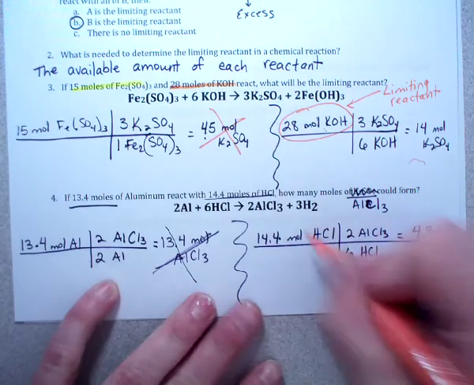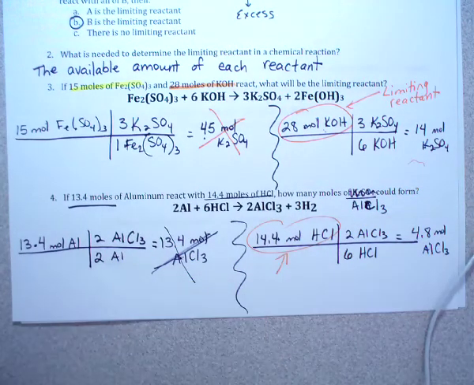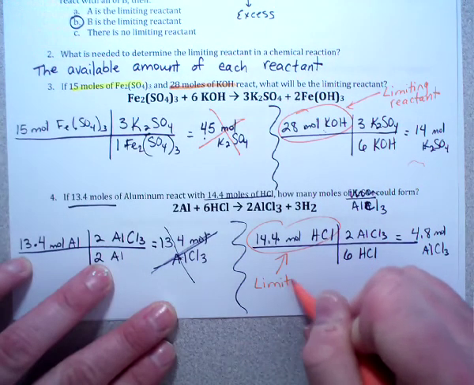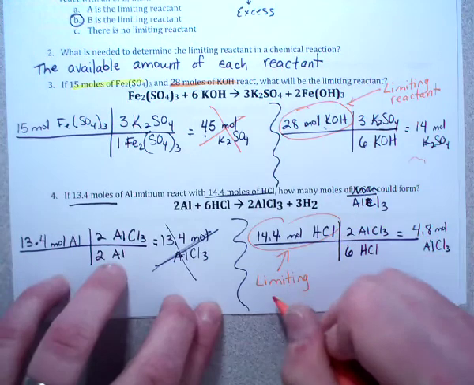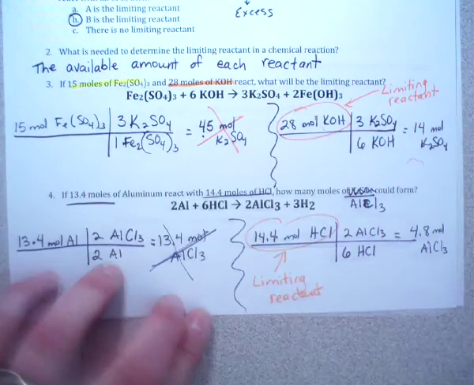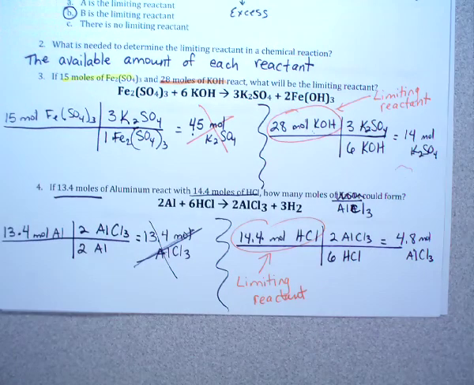So when the question says, what is my limiting reactant? It's what reactant, what given ran out first. In this case, the HCl ran out first. So HCl is my limiting reactant. I have extra aluminum, so I would say aluminum is my excess reactant because there's left over.